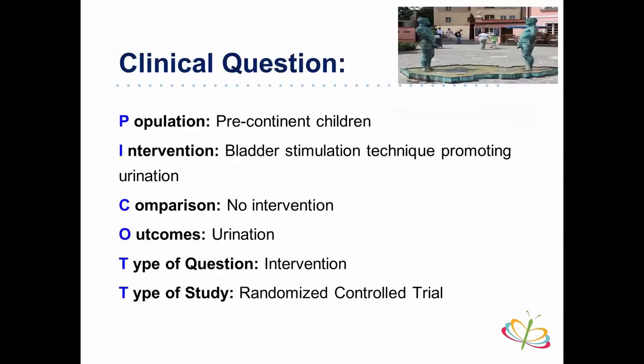So we wanted to propose a clinical question to answer: can we find a better way to collect urine? So we used the PICO format to find the population of precontinent children. Our intervention was going to be some type of bladder stimulation technique to promote urination. We wanted to compare it against no intervention at all. The outcome we wanted to measure was, did they urinate? And so the type of question that we're looking for using this format is an intervention study. We wanted to try to find an article that was a randomized controlled trial or a systematic review.